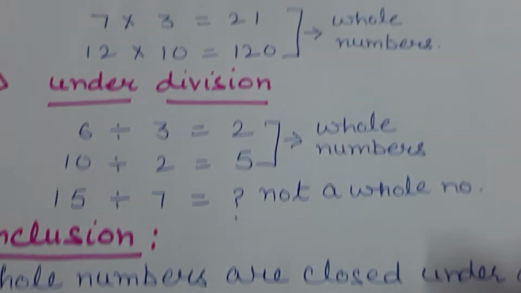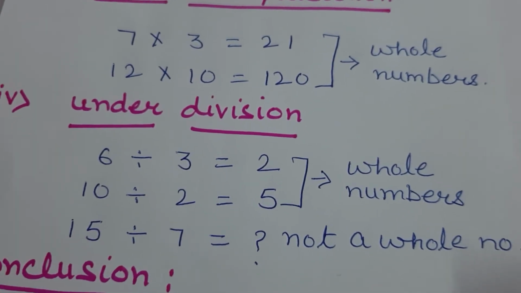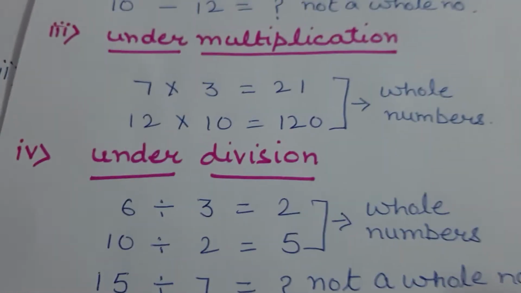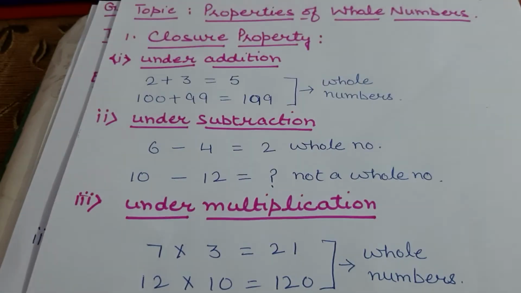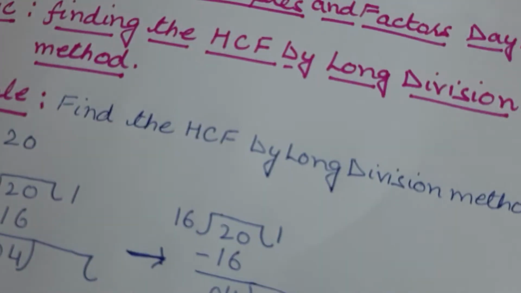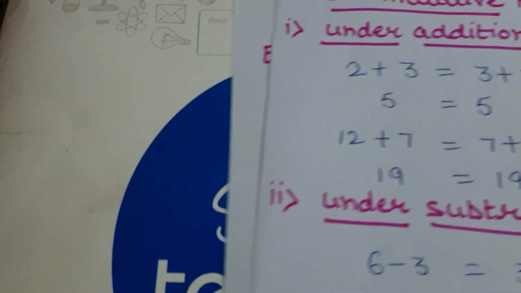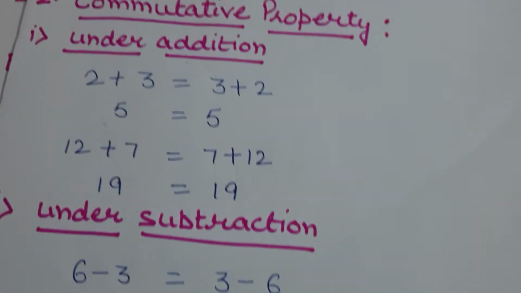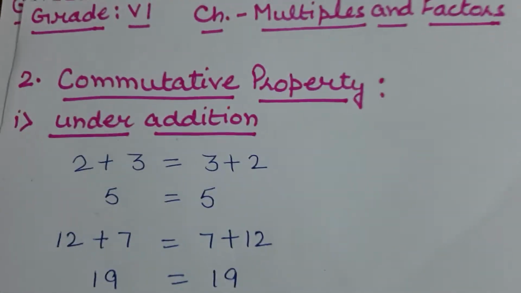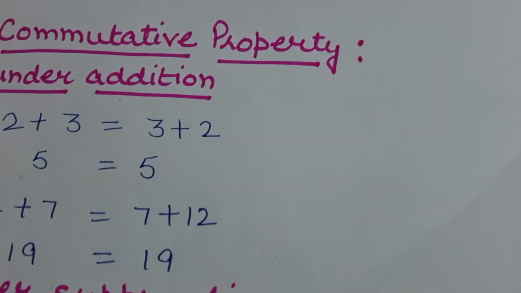Okay, so please revise this property today. You can take other examples and prove it by taking all these four operations. So next property is the commutative property. Similarly, we will take four operations here.